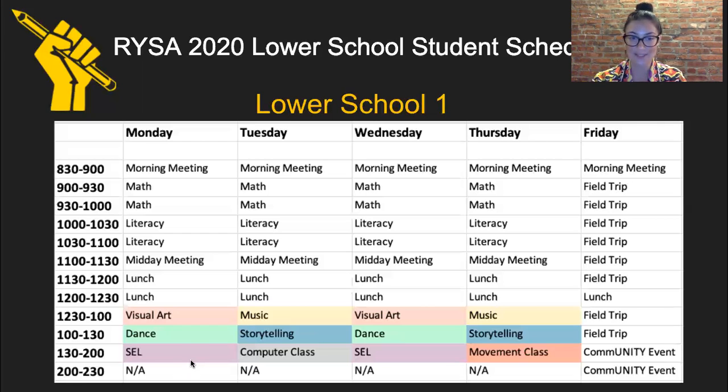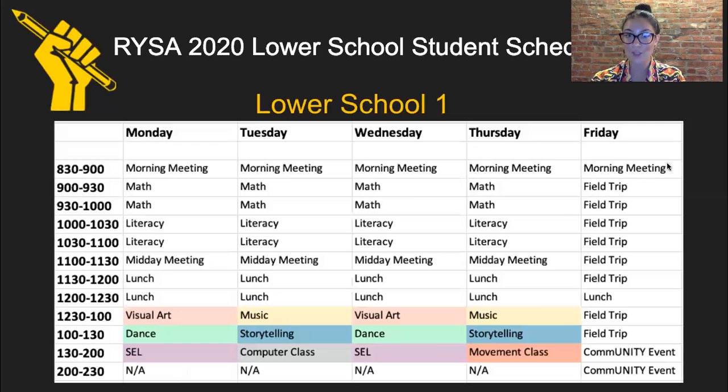On Mondays and Wednesdays, they will have social emotional learning class, or SEL, from 1:30 until 2. On Tuesdays, they will have computer class from 1:30 to 2. And on Thursdays, they will have movement class, which has replaced our physical education class, from 1:30 until 2. Notice that students do not have any activities and are offline starting at 2 p.m. daily, Monday through Thursday. So all of these fields are indicated NA, or not applicable.